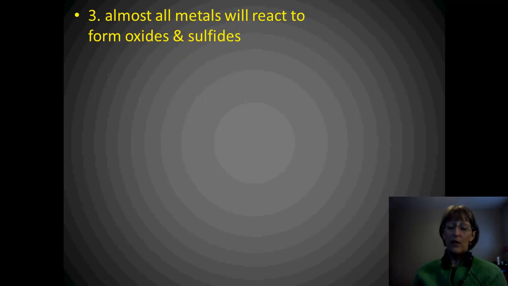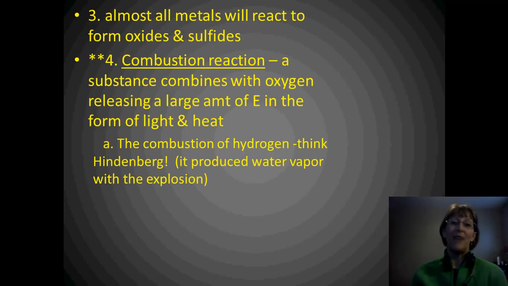Now, there are a few things you need to know about these synthesis reactions. Almost all metals will react to form oxides, that means they'll react with oxygen, and sulfides. So most metals will react with oxygen, and most metals will react with sulfur. And oh my gosh! Oxygen and sulfur, if you look on the periodic table, they're in the same group, same family. So it makes sense that if things react with oxygen, they will also react with sulfur. In the same group or family, they have similar chemical properties.